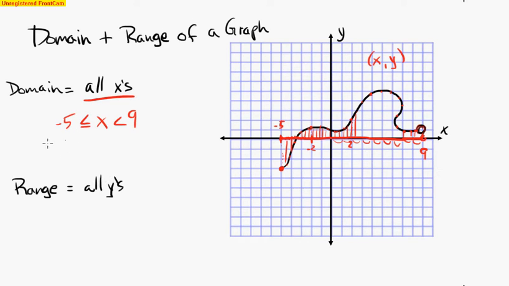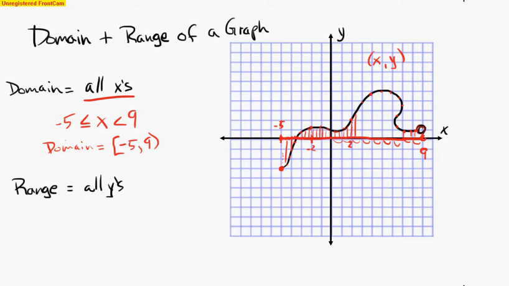Another way I can write this is I can say domain equals, and this is the symbol for going right up to and including. And then I use this symbol for if I go up and I don't include it.